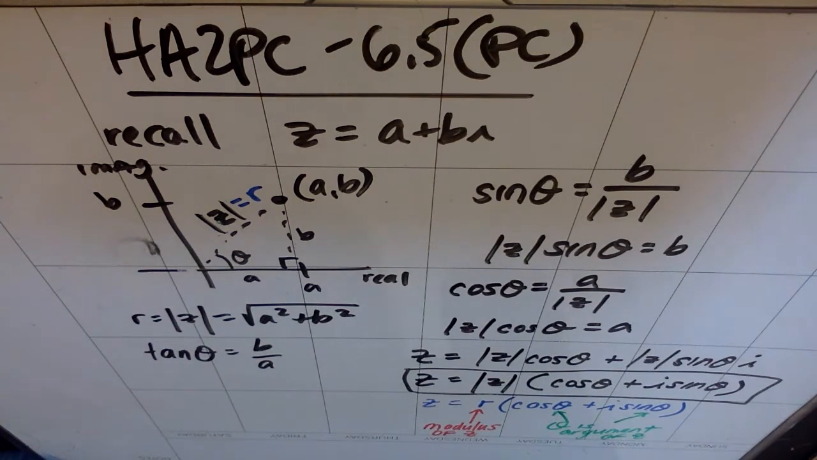All right, so that's the trig form of a complex number. So what we're going to do now is a quick example where we write a complex number in trig form.